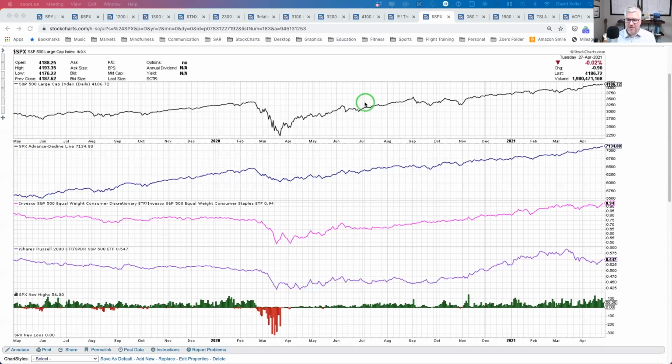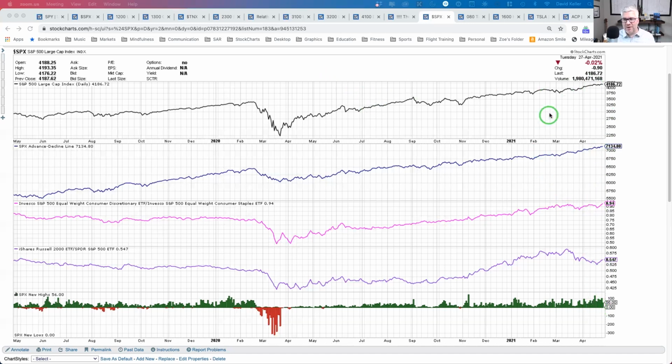Having said that, let's break down the 5 inputs on this chart. Number 1 is the price of the S&P 500. Number 2 is the cumulative advance-decline line on the S&P 500. Number 3 is the equal weighted consumer discretionary versus consumer staples. 4th is small caps versus large caps. And then finally, S&P 500 new highs and new lows. Let's go through every one of these individually.